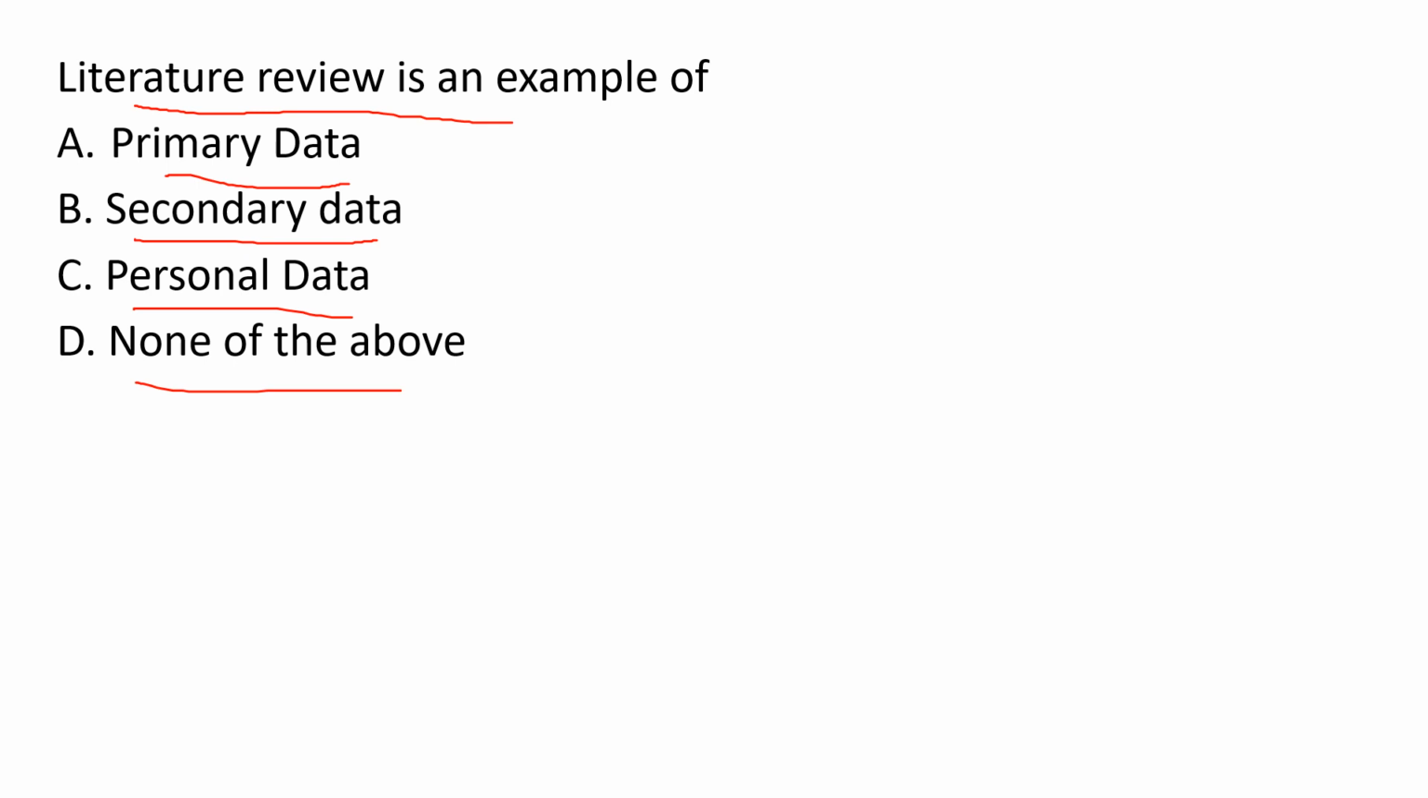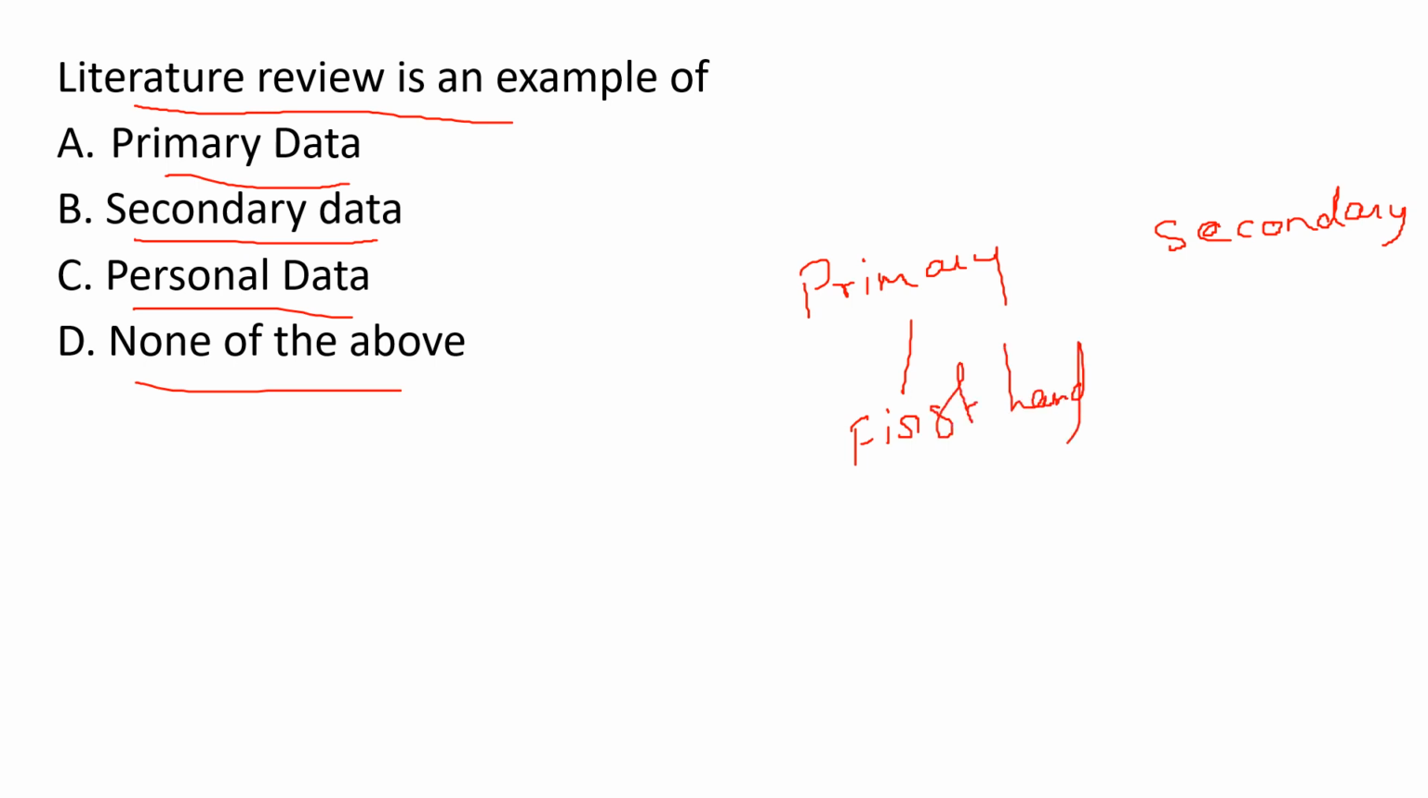So there are two types of data, that is primary data and secondary data. Okay, now what is primary data? Primary data is the first hand information. Okay, and the secondary data refers to the second hand information.